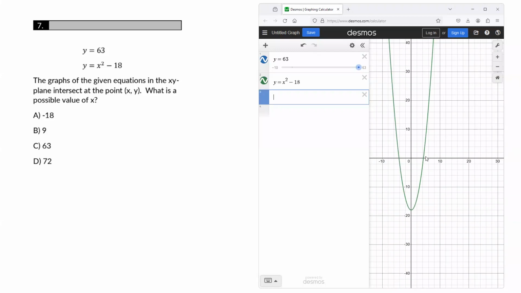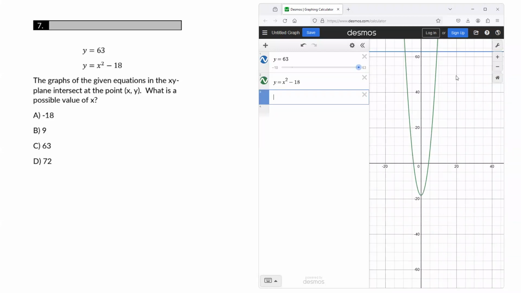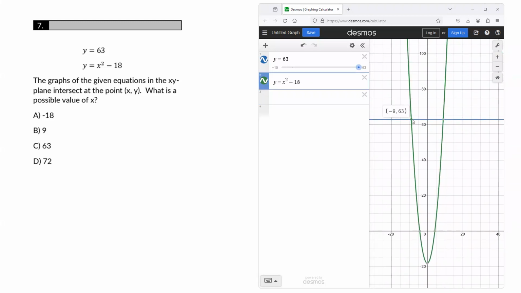All right, let's take a look here. I've got to zoom. I see that 63, and so I know I have to zoom far enough that I can get to 63 on the y-axis. I've got two intersection points, and it says, what is a possible value of x?